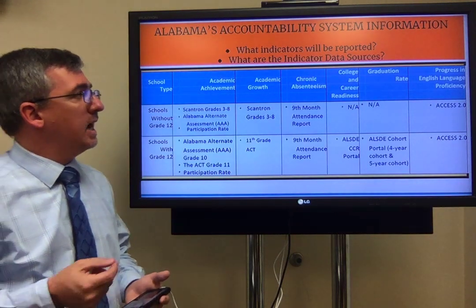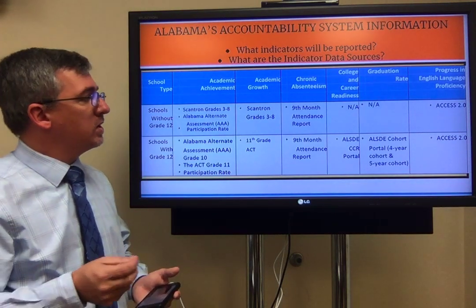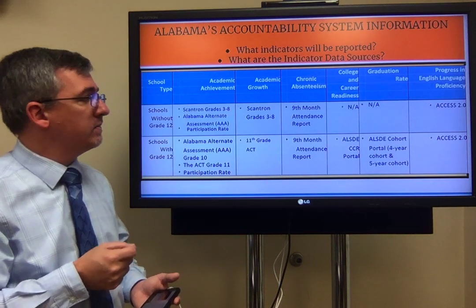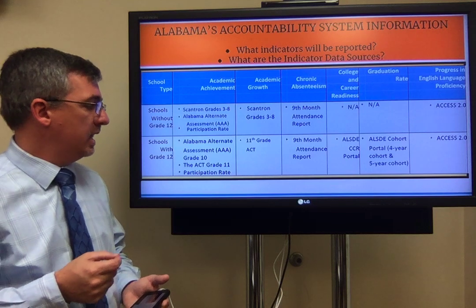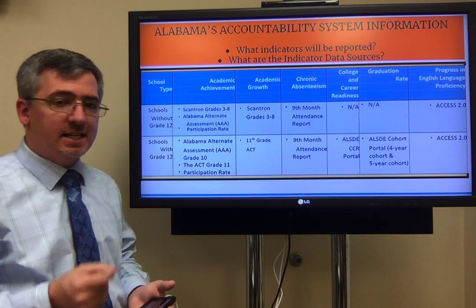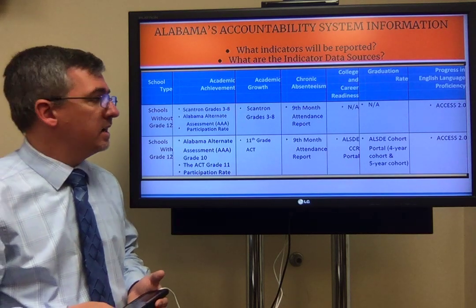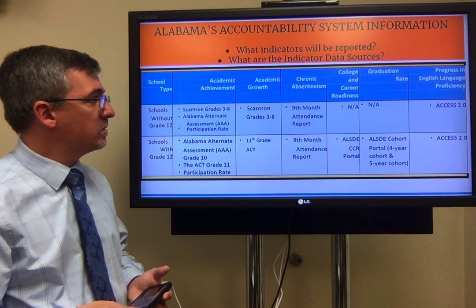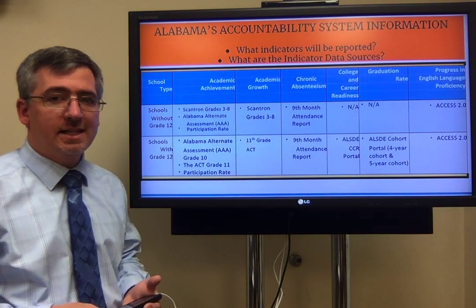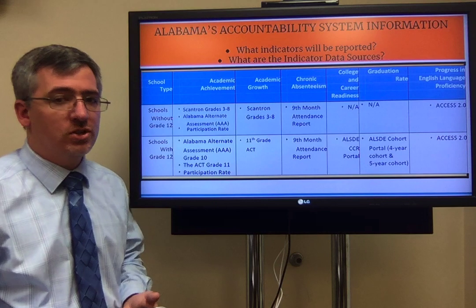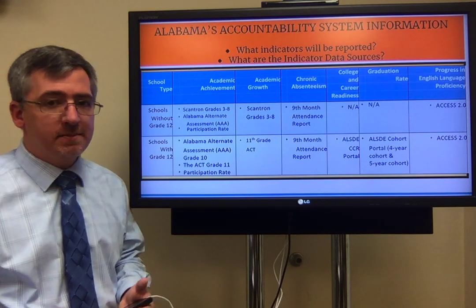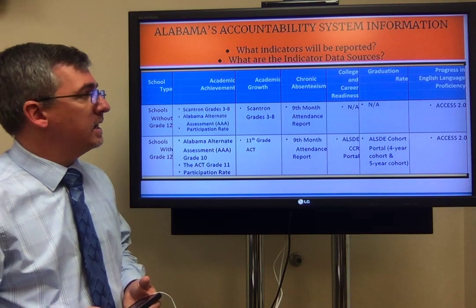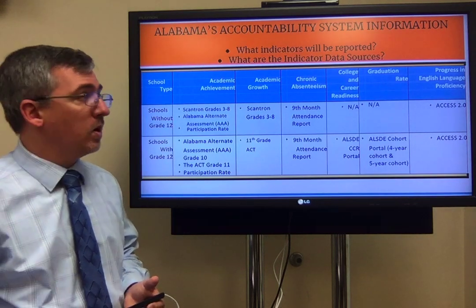So real quickly, academic achievement is created by looking at Scantron data for grades 3 through 8, the Alabama Alternate Assessment, and then also the ACT given in the 11th grade. These are the current sources of data for academic achievement, and they could change in the future if the state changed what it was using. Academic growth uses the same one, except it doesn't use AAA to look at individual student growth.